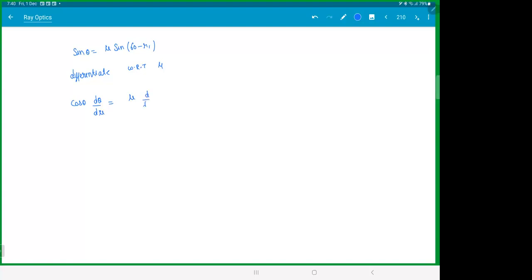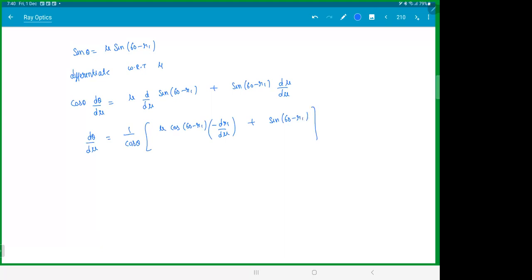Differentiate d by d mu of sine 60 minus R1, product rule. This would be sine 60 minus R1 d by d mu of mu. That guy is 1 anyway. So d theta by d mu will be 1 by cos theta times mu cos 60 minus R1, then you get minus dr1 by d mu, plus sine 60 minus R1.